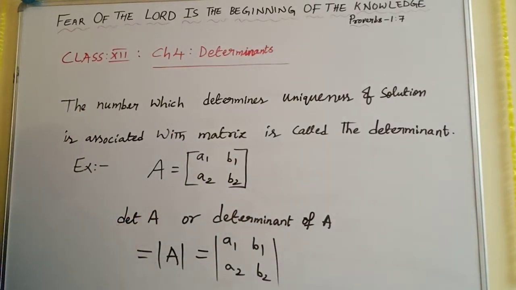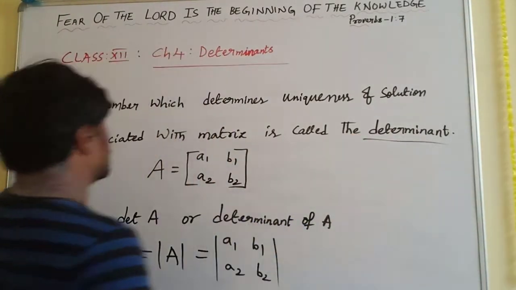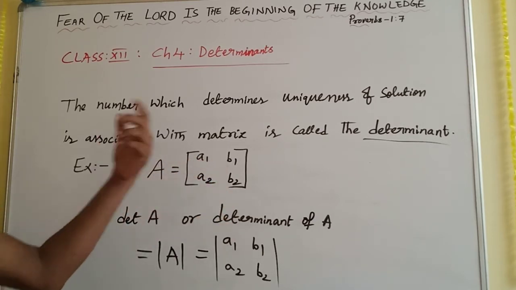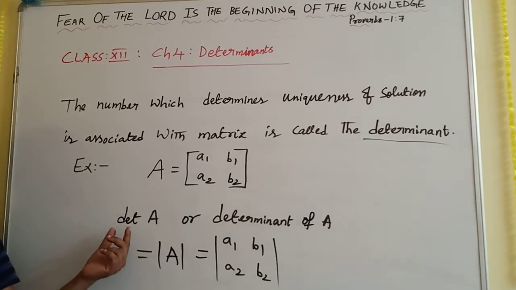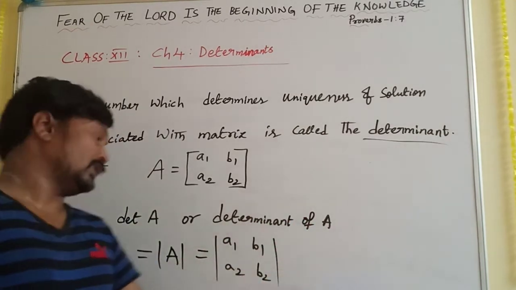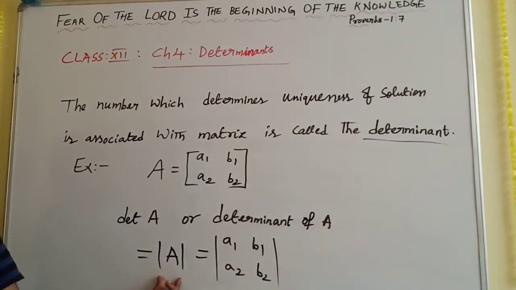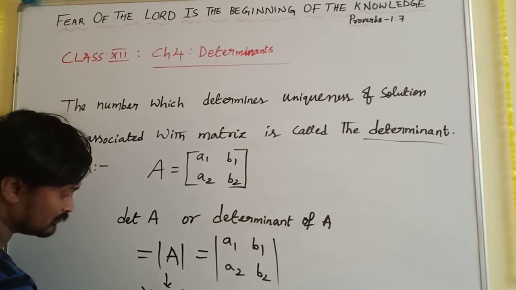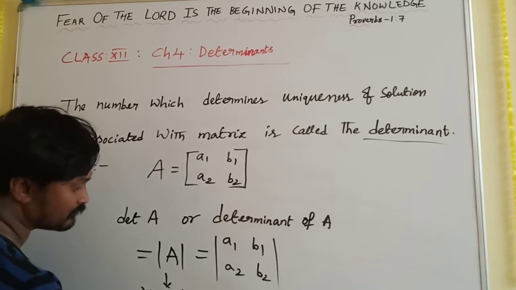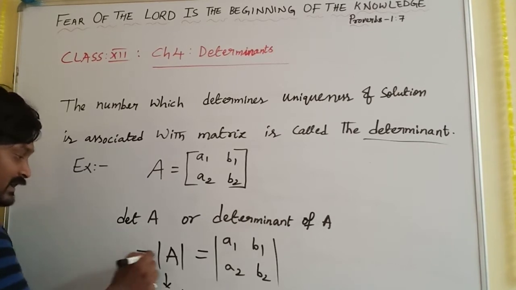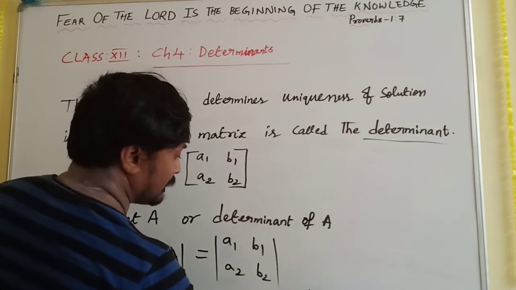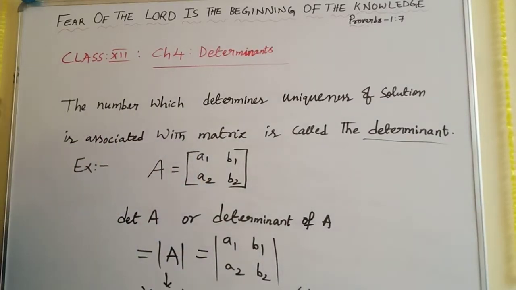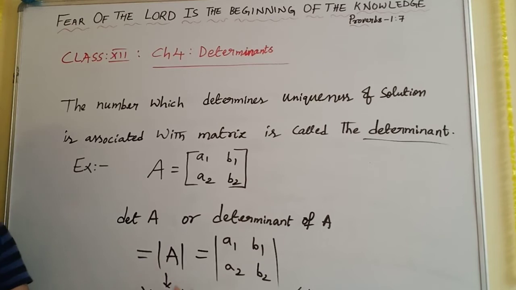Let us take an example so that you can understand what this determinant is. How can we write it? For example, capital A is A1, B1, A2, B2. And how do we represent the determinant of A? We can represent it as det A or determinant of A, or normally what we call the modulus of A, but we cannot read this as the modulus of A. It is not correct. We can read it as determinant of A. This is correct.